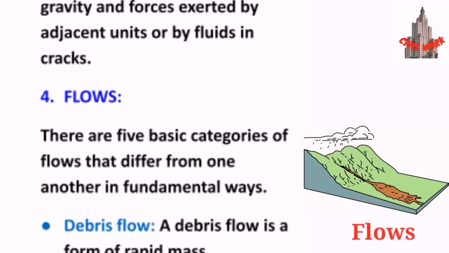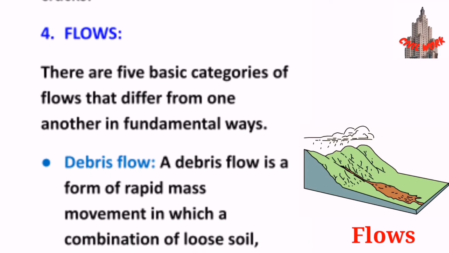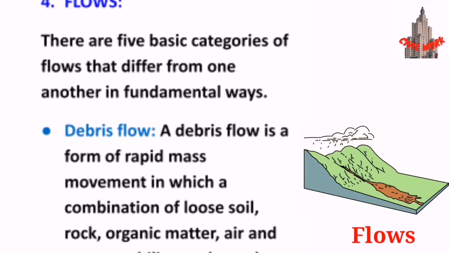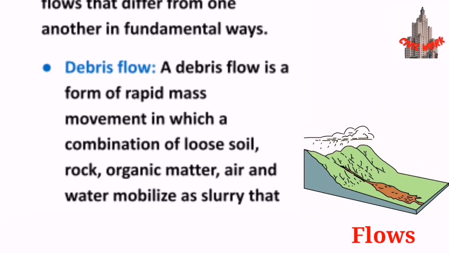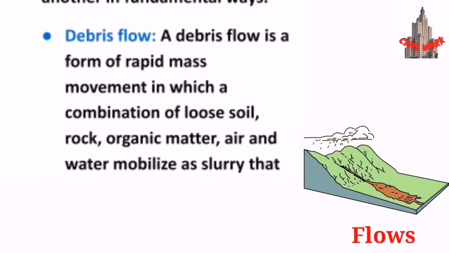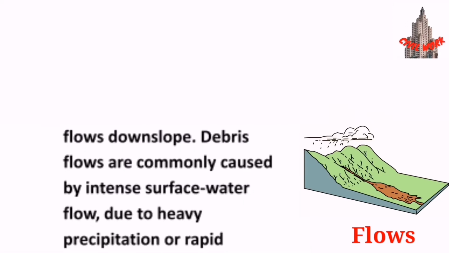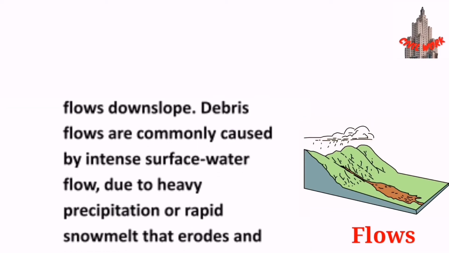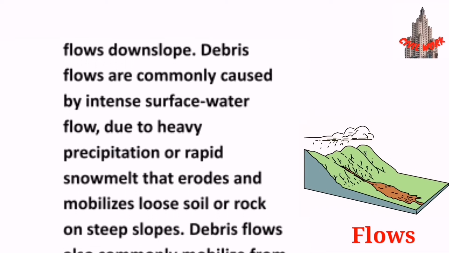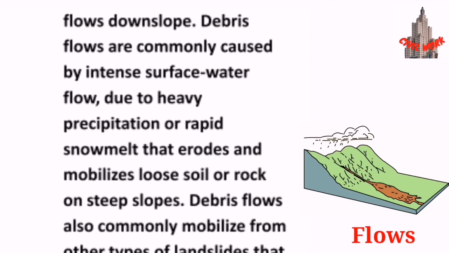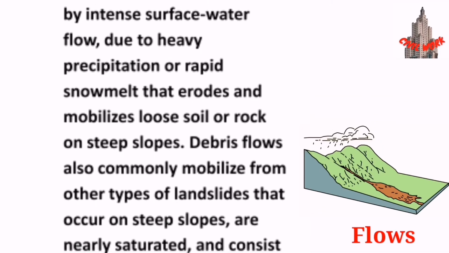4. Flows. There are five basic categories of flows that differ from one another in fundamental ways. Debris flow. A debris flow is a form of rapid mass movement in which a combination of loose soil, rock, organic matter, air, and water mobilize as slurry that flows downslope. Debris flows are commonly caused by intense surface water flow due to heavy precipitation or rapid snowmelt that erodes and mobilizes loose soil or rock on steep slopes.